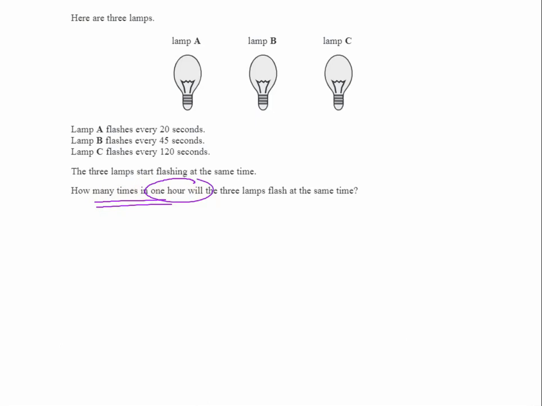Okay? So if you think about this, it's like lamp A is every 20 seconds. So you could just write out all the multiples of 20, all the multiples of 45, all the multiples of 120, and try and find out the lowest common multiple. Okay, that would tell you when that all happens. I'm just not a fan of that. So 20 is 2 squared times 5, 4 times 5. This is 9 times 5, so that's 3 squared times 5.